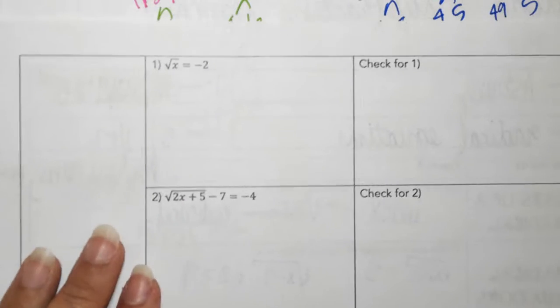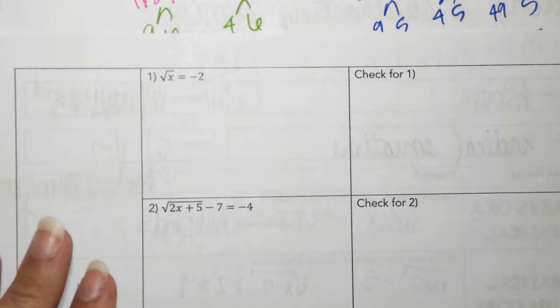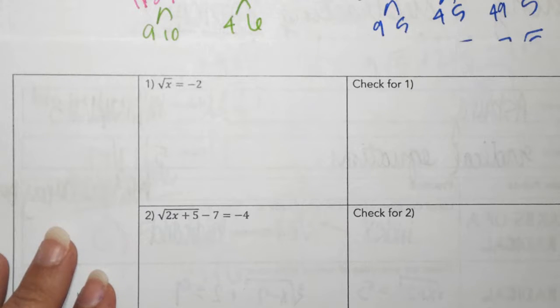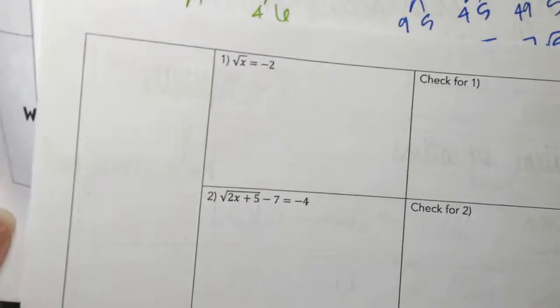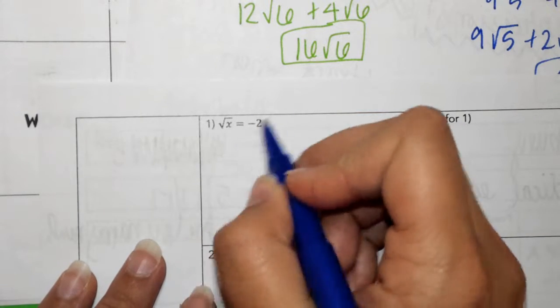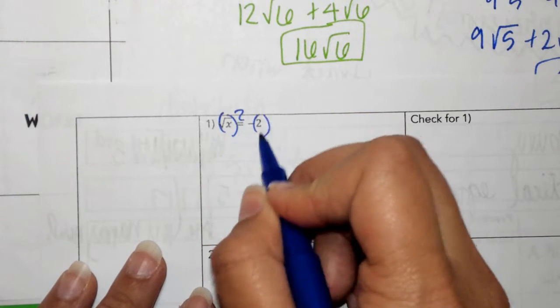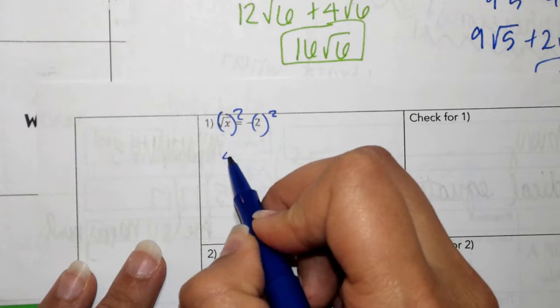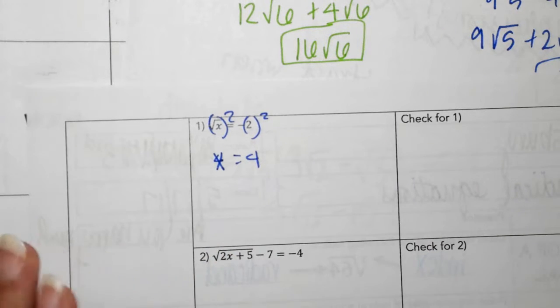If you square both sides, what do you get? X equals... wait, x equals... oh, 4. My bad. So easy. So you got 4, right? So you square both sides. You would get x equals 4.